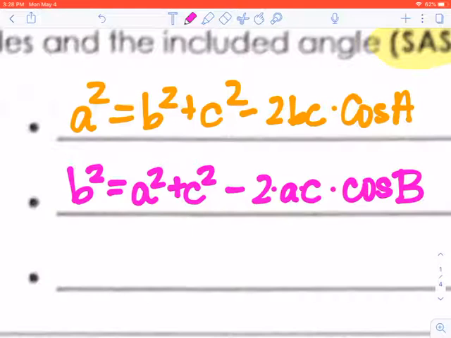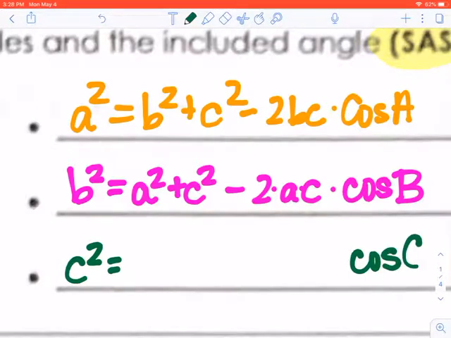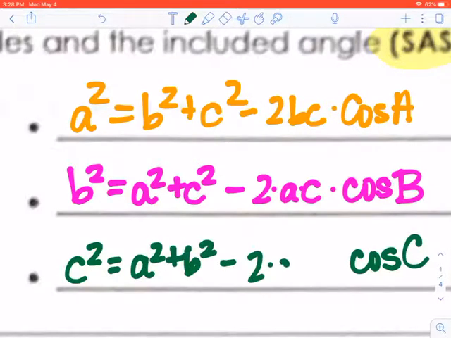Or let's say you were trying to find side C or angle C. Then you would have c's on the outside. We would have side c, and then we'd have cosine of angle C. Capital letters are always the angles, little letters are always the sides. And then because the c's are on the outside, that leaves a and b in the middle. And so these are your laws of cosines.